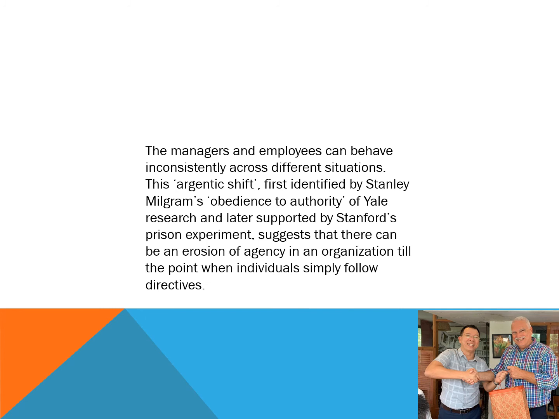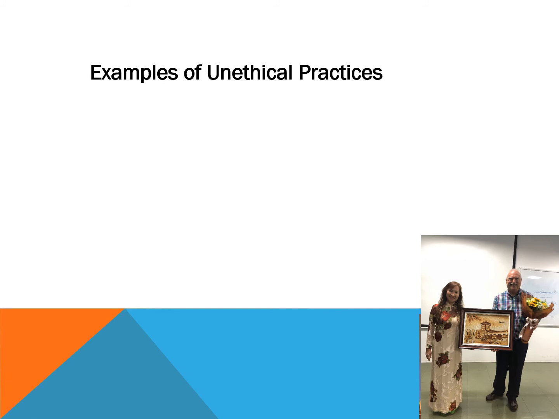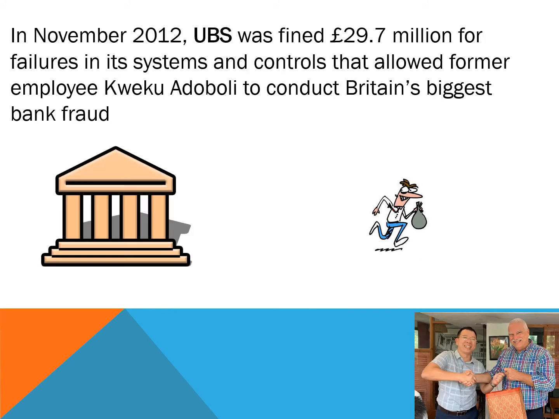People just fall in line and do what they're told. We'll talk about a few examples of unethical practices that we see. UBS Bank was fined $29.7 million for failures in its systems and controls that allowed an employee to conduct a big bank fraud. You see the bank building and the guy running off with the money.